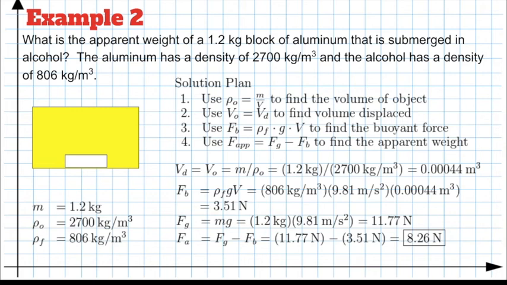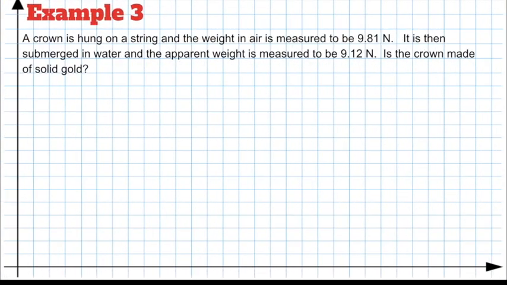Okay, and these will be saved for you so you can use them as a reference when you solve the problems. The last problem involves Archimedes' crown. So here we finally get back to Archimedes' Principle. He purportedly made some measurements. These aren't his exact numbers, but they give us an idea of what was happening with the calculation. Suppose you take a crown and you hang it on a string, and you find the weight in air, and it's 9.81 newtons. You then submerge it in water, and the apparent weight is 9.12 newtons. The question is, from that information, can you deduce whether the crown is made of pure gold?